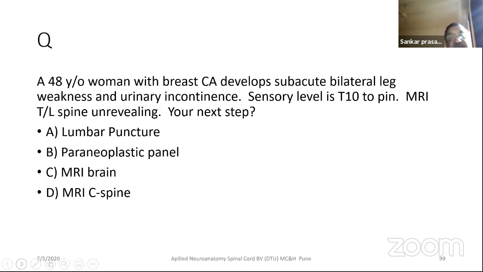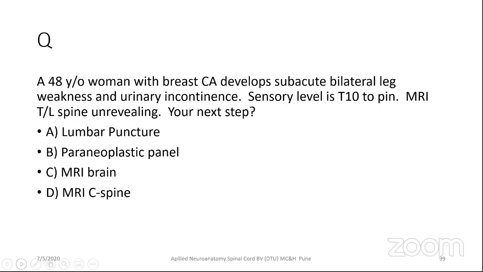Tricky question. Paraneoplastic panel. Any more? Yeah, paraneoplastic. You agree to that? You remember what I said about the sensory level in a spinal cord. T10. You have to go for an MRI of the cervical spine.